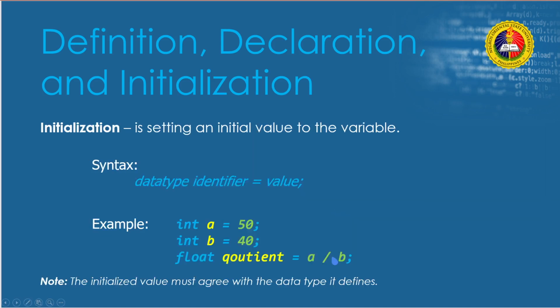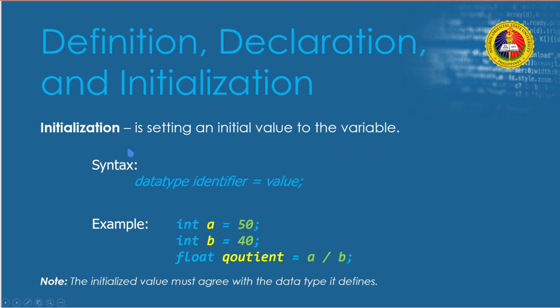Okay? And then lastly, initialization. It's setting an initial value to the variable. Although this part is optional depending on how you're going to use it. So for example, int A equals 50, int B equals 40. This is only necessary if you want to be very specific with the value. If you want the value of your variable to be specific, then you're going to initialize it with certain values. But most of the time, we will let our users enter the value for us. But again, the optional step, the next step, is initialization.